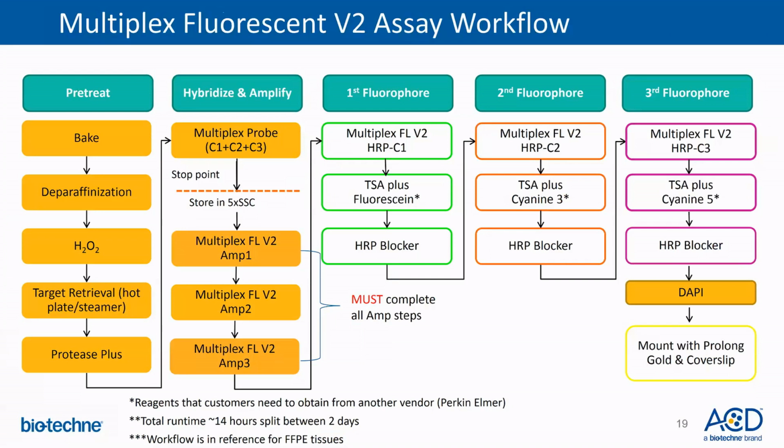The multiplex V2 assay can be used as singleplex, duplex, or multiplex. Meaning, if you were to develop only one target, then you will do HRP-C1, incubate with the TSA Plus fluorophore of your interest, do the HRP blocker step, and then proceed directly to DAPI to counterstain the nucleus, mount with ProLong Gold, and coverslip.